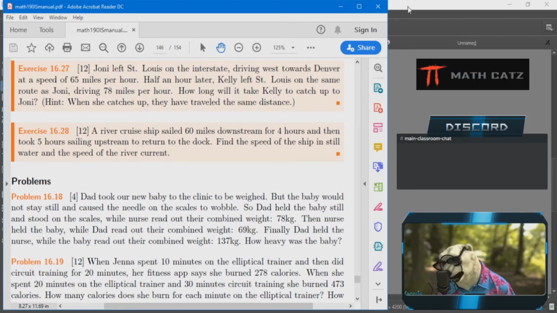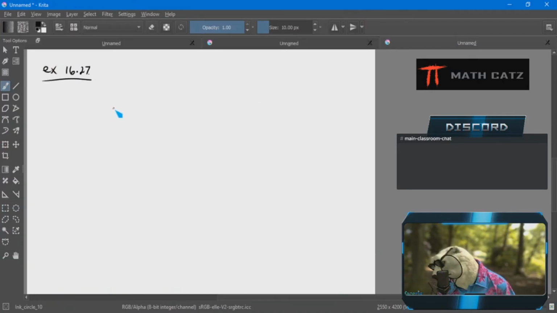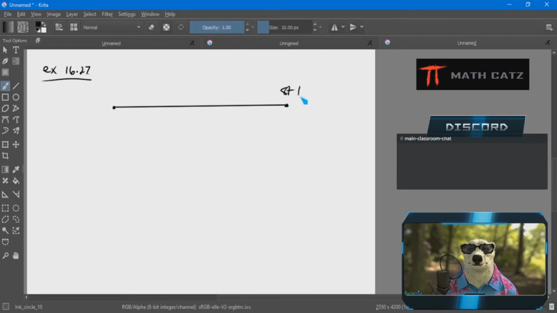So let's just draw a picture. I'm driving west to Denver, right? So I have my two locations, a line connecting them. Okay, here and here. Okay. Now let's see.